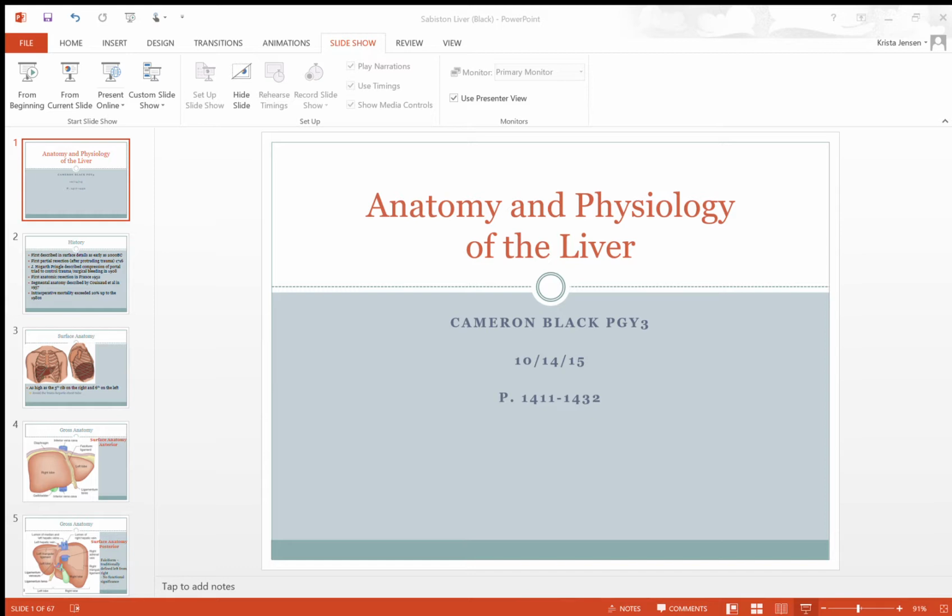So these are the segments. Left is 2, 3, and 4. Lateral would be 2 and 3. Medial would be 4A, 4B. These are fed by the left portal pedicle. The left portal pedicle generally travels a longer distance before diving into the liver parenchyma, versus the right, which will be a little bit shorter. The right segments are 5 through 8. Anterior would be 5 and 8, and 6 and 7 are fed by the right portal pedicle.